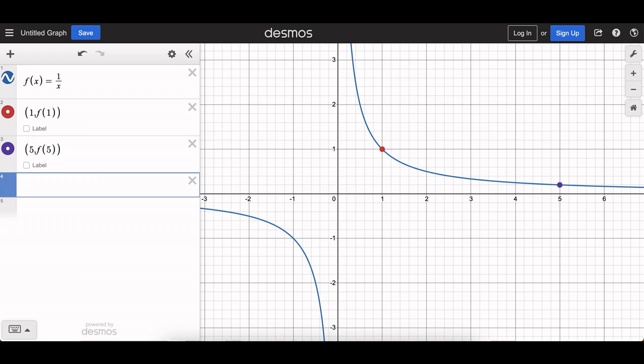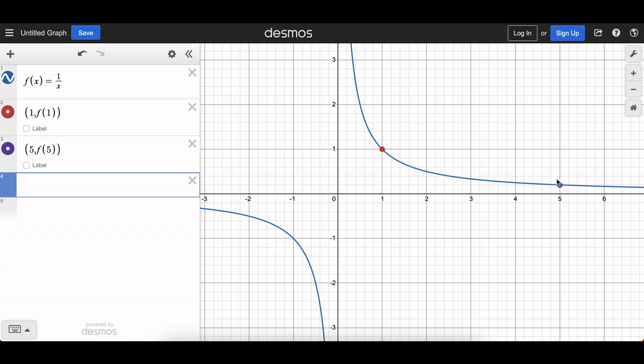Okay, so for example 1a, if we take a look at the graph of f of x in blue, and we look at the 2 points that we're considering, when x is 1, we plug 1 in for x, and we get 1 in return, so we have the point (1, 1). Then when x is 5, we plug 5 into the function, and we get 1/5 in return.